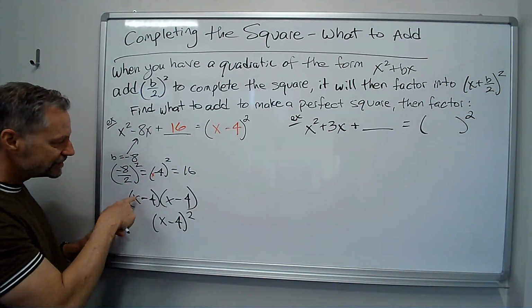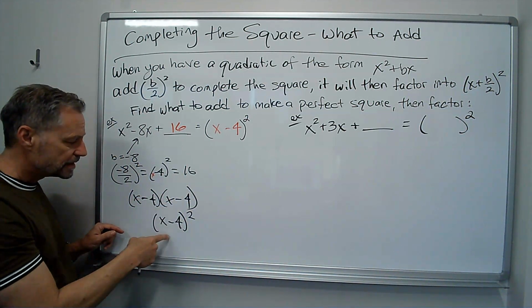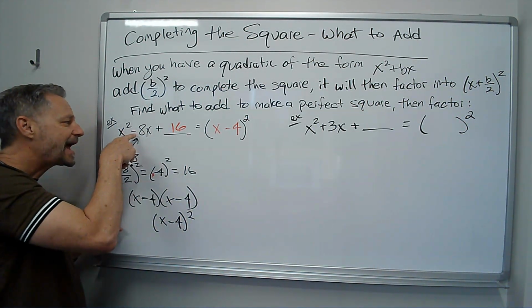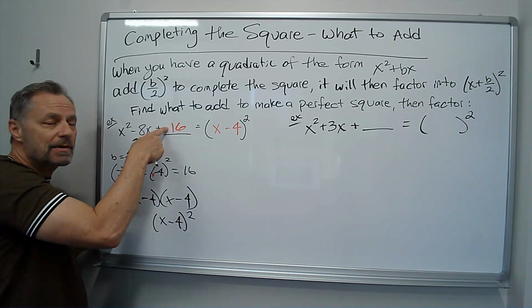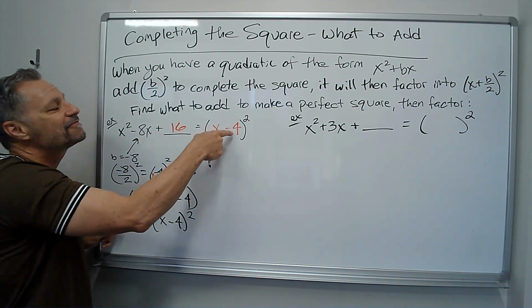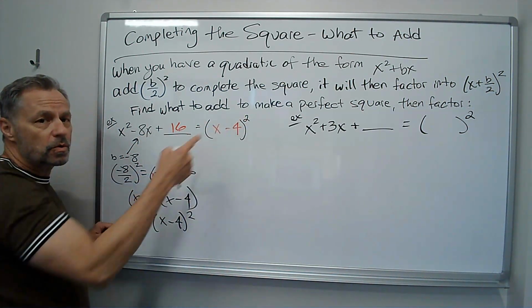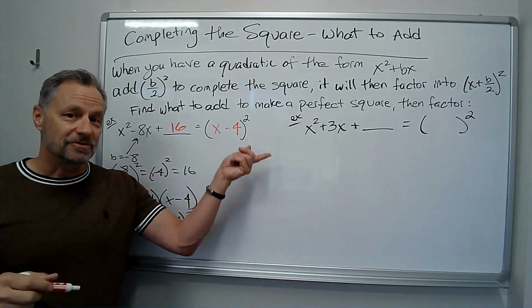Notice, that's how it factored out. x minus 4 squared, that's always going to be the case. So I take half of this number, square it, and put that right there. Whatever half of that number was, that's how it's going to factor: x, in this case, minus 4, quantity squared. Let's look at another one.